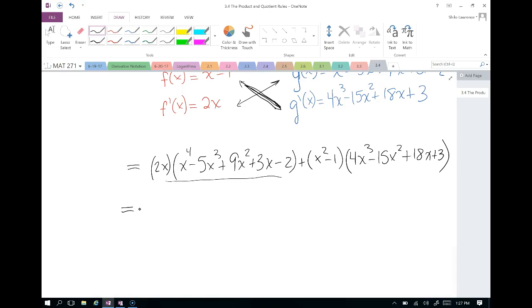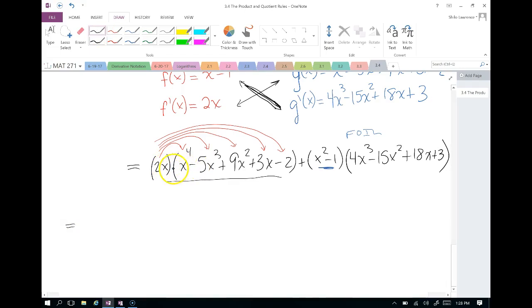So technically we have found the derivative. We've got f prime g plus fg prime. This is the derivative, but we want to clean it up a little bit. So I'm going to go ahead and distribute my 2x into every term here in the first part. And then for the second part, we're going to have to FOIL out because this is a binomial. So we're going to have to do x squared times everything and then -1 times everything. And we're going to have a lot of terms to put together at the end. So I'm going to move my equals back a little bit.